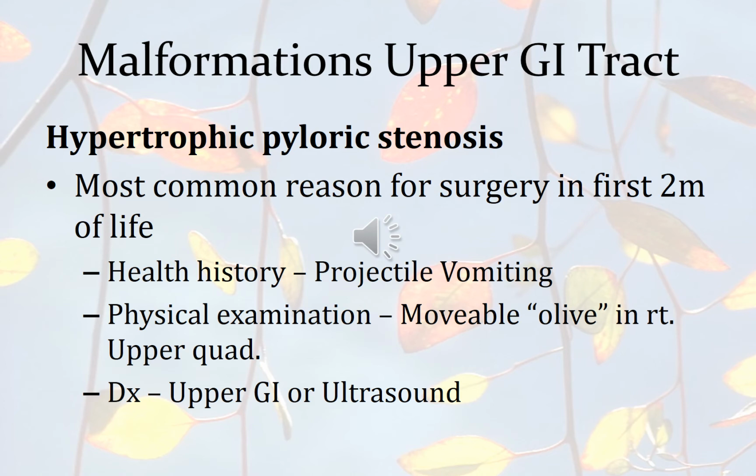And if we cannot make a clear diagnosis just on these findings, we will do an ultrasound. We could also do an upper GI, but an ultrasound is our first line of diagnostic testing because it's least invasive. If we do labs on these kids, a lot of times they'll be metabolically alkalotic, and it's a result of dehydration. Treatment for this is surgery, and we do what's called a pylorotomy.